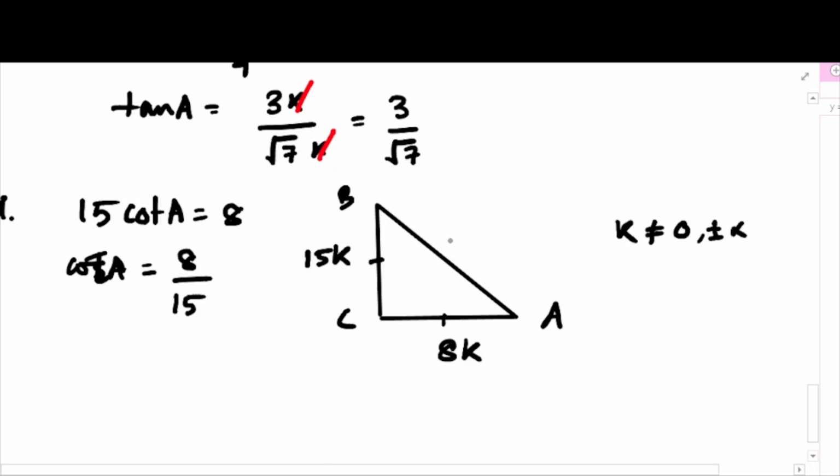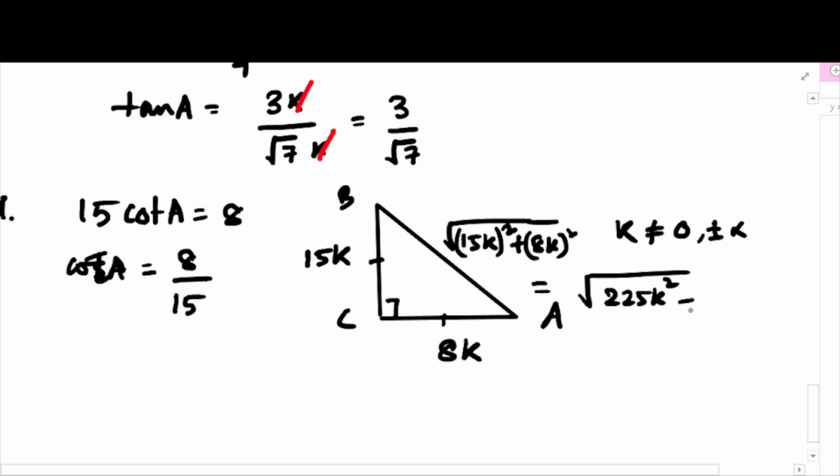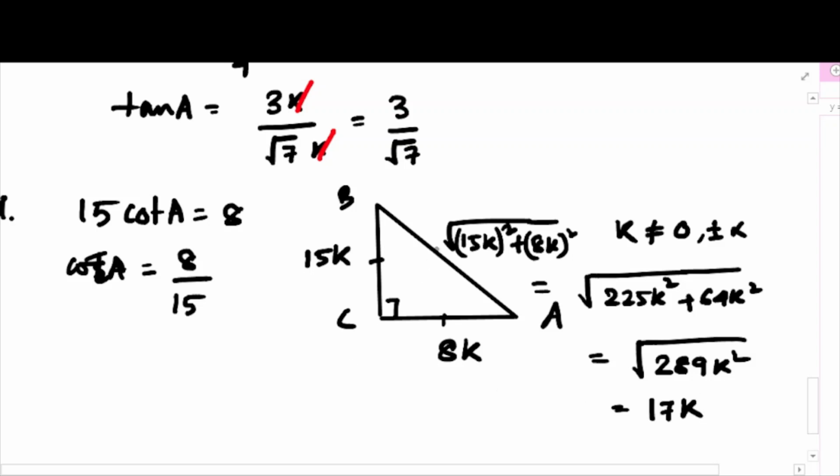Now if I apply the Pythagoras theorem, because this is 90 degrees, I can get the value of AB. AB is equal to root over 15k whole square plus 8k whole square. That means 225k square plus 64k square, which is equal to 289k square. So root over 289 is 17, and k square will come out of the square root, so it becomes 17k. So the value of AB is equal to 17k.